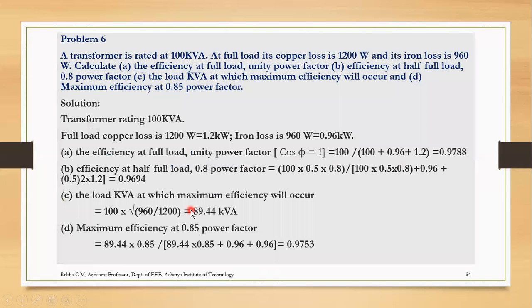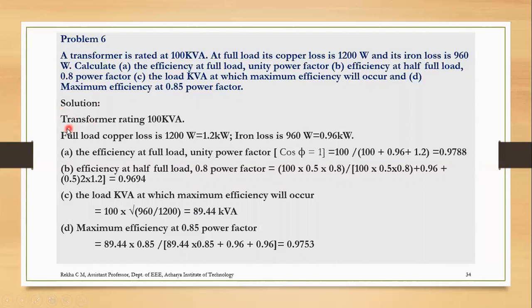So move on to the next problem. A transformer is rated at 100 kVA. At full load, its copper loss is 1200 watts and iron loss is 960 watts. Calculate efficiency at full load unity power factor and at half full load 0.8 power factor, the load kVA at which the maximum efficiency will occur, and the maximum efficiency at 0.85 power factor.